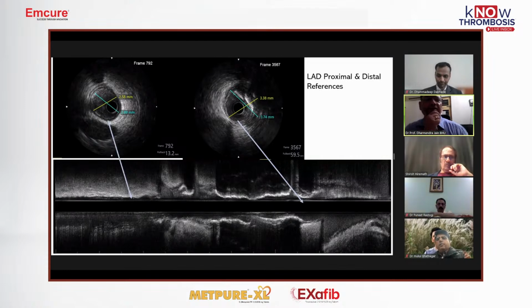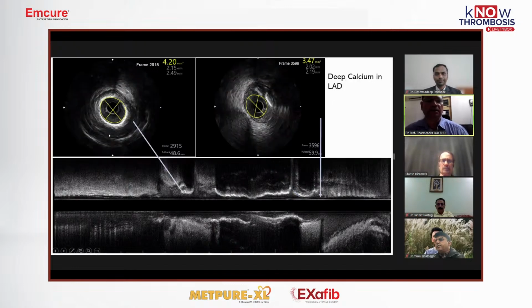You can see very well that there was calcium from proximal to mid, and it was almost 360-degree. Calcium was there at various places, and some calcific nodules were also there.